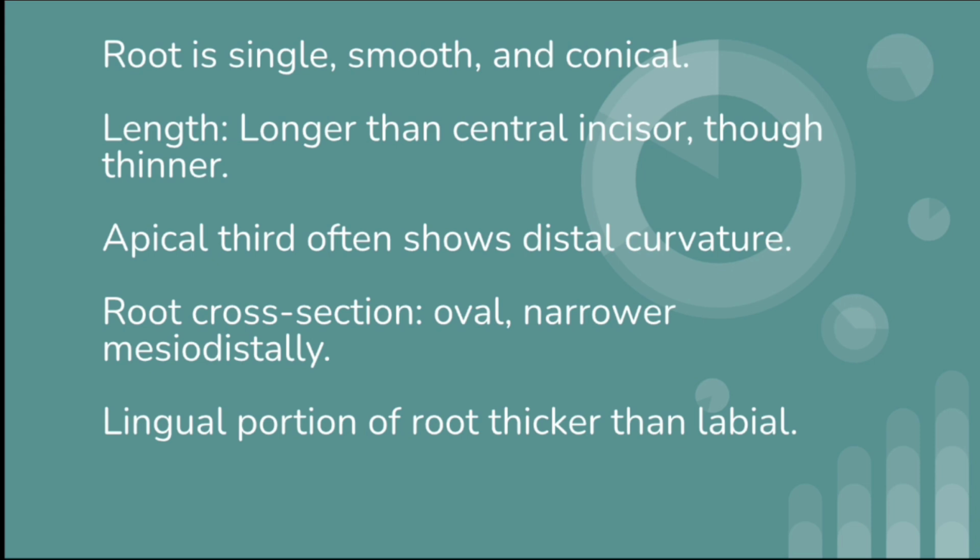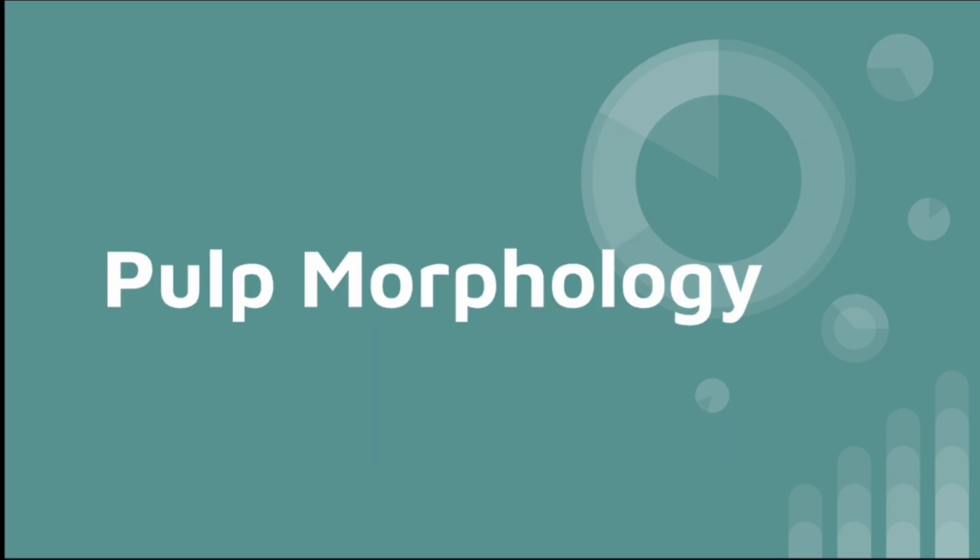When you cross section the tooth of this lateral incisor, you can see the root will be oval, narrow mesiodistally. Mesiodistally it will be oval or narrower. So how does the lingual portion of the root look? Thicker than the labial side.